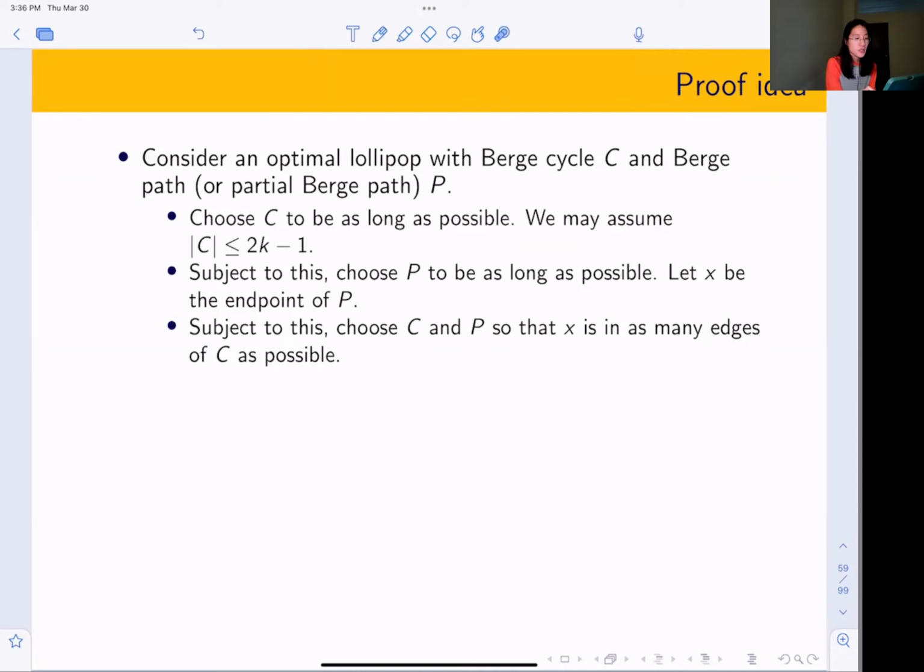And then subject to this, we choose P to be as long as possible, where if X is the endpoint of P, then the last condition is that we're going to choose our combination of C and of P so that as many edges in the Berge cycle contain X as possible. So in the actual paper, we had one or two more criteria that we used, but for the sake of this demonstration, I think these three are simple enough.